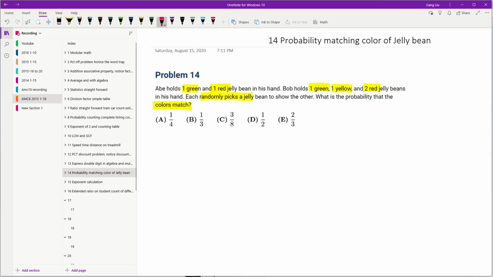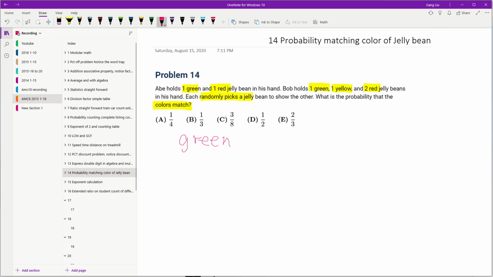Problem 14. Abe holds 1 green and 1 red jelly bean in his hand. Bob holds 1 green, 1 yellow, and 2 red jelly beans in his hand. Each randomly picks a jelly bean to show the other. What is the probability that the color matches? So for Abe, there's only 2 choices. So let's see if the green matches.